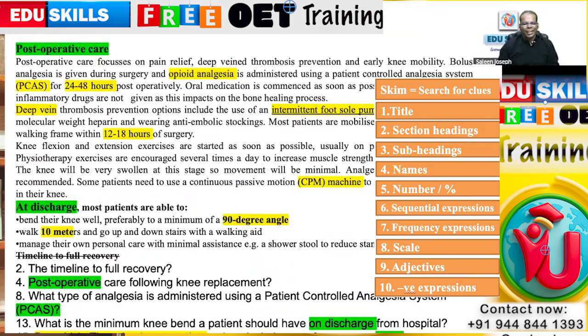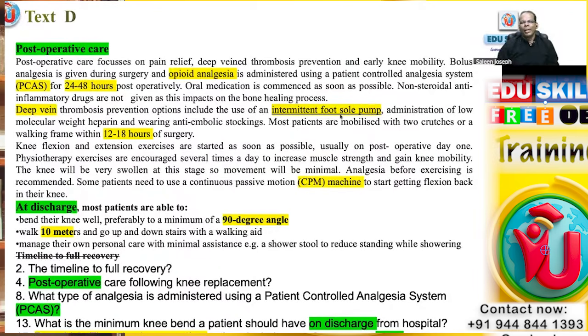Again, deep vein thrombosis is a name. Prevention options include use of dash pump. Name of a pump: intermittent foot sole pump. That's all you find. You don't find many other names. Then you have on discharge. When you know it is on discharge, immediately you go there. You don't look anywhere here. Immediately you go to discharge.